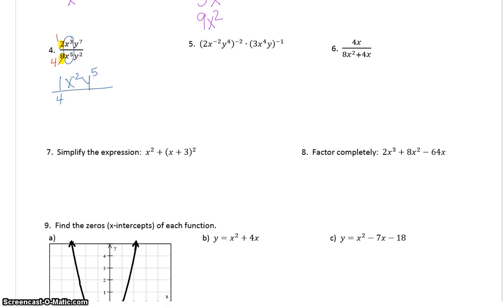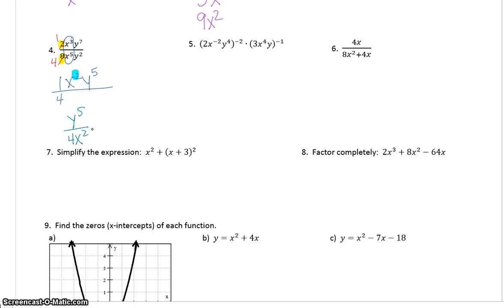But now we do have a negative exponent, and we know that negative exponents need to flip. So we need to go one step further here, and we're going to have y to the 5th over 4x squared. Now if you want to put the 1 up there in the numerator, you can. 1y to the 5th over 4x squared, but it's not necessary.